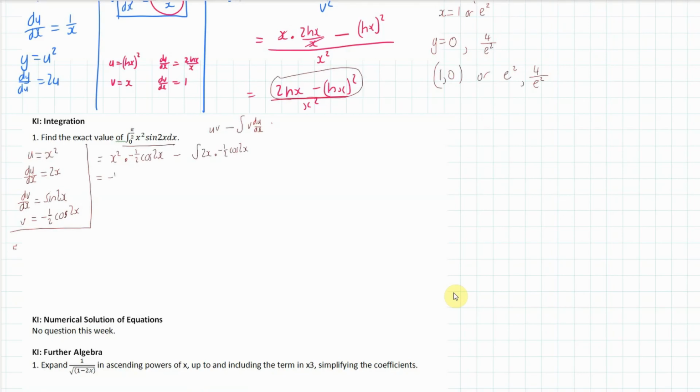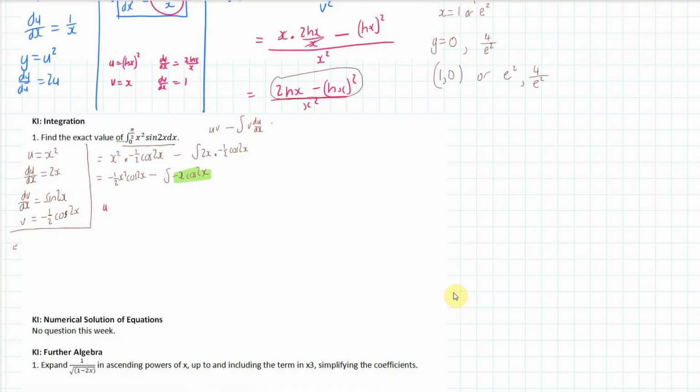Now next line we can simplify this as negative 1/2 x squared cos 2x minus the integral of, that'll be negative x cosine 2x. So this bit here, now we're going to have to do the same thing again. So we're going to have to integrate by parts again.